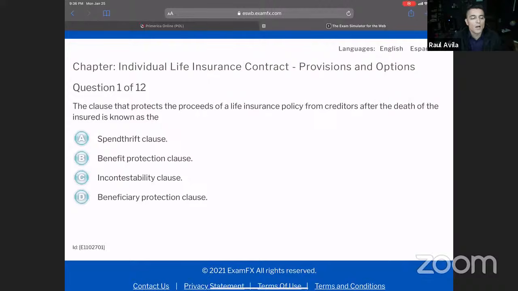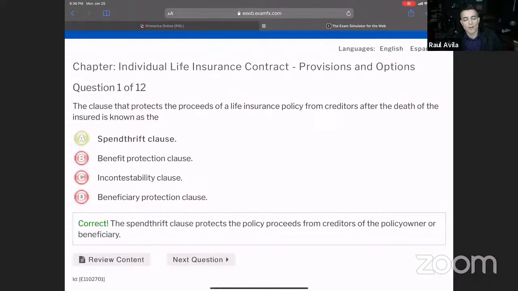All right. The clause that protects the proceeds of a life insurance policy from creditors after the death of an insured is known as: A, spendthrift clause; B, beneficiary protection clause; C, incontestability clause; or D, benefit protection clause? Go ahead, type in your answers, or answer it in your brain. Ready for this? I'm gonna give you the answer in 3, 2, 1. The answer is A, spendthrift clause.